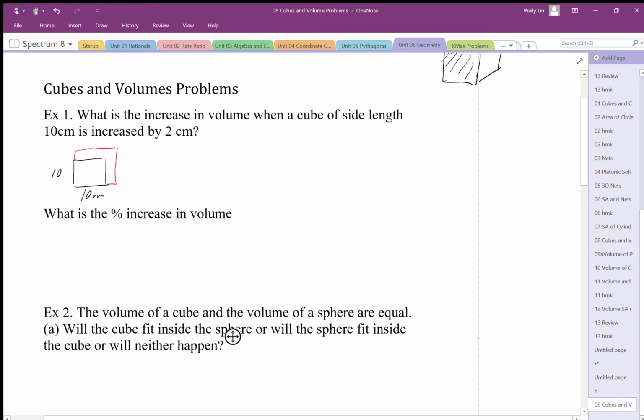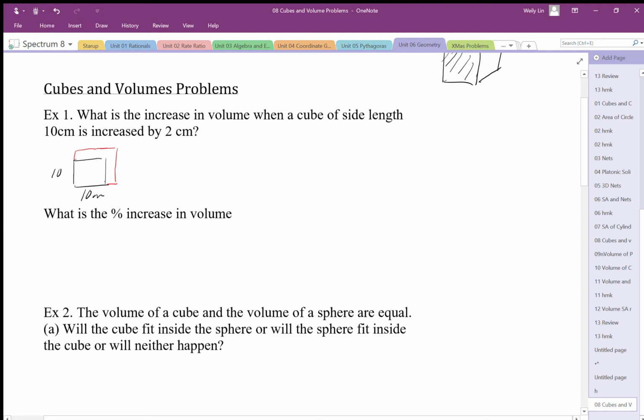So if we think of it as a percentage, a 20% increase in length results in a 44% increase in area. So what happens if we do the same with the volume?